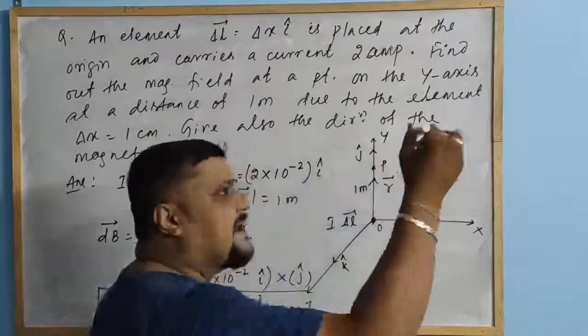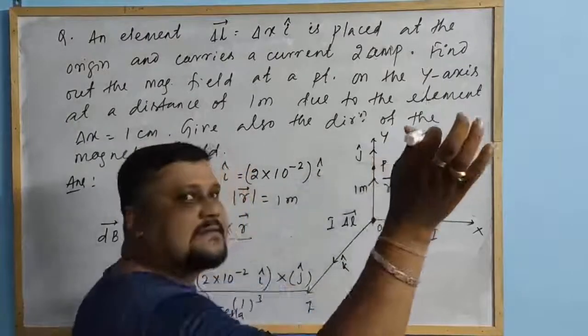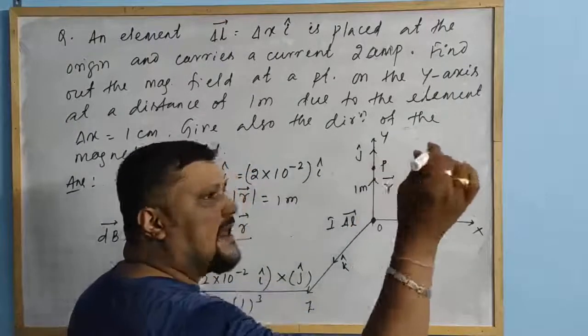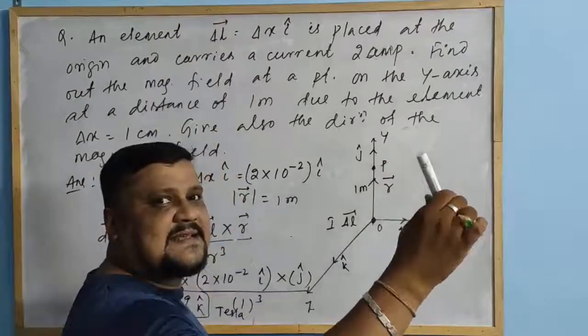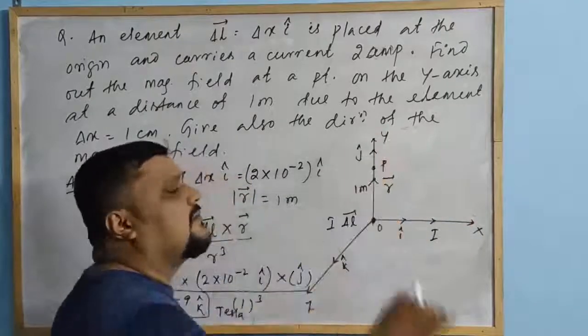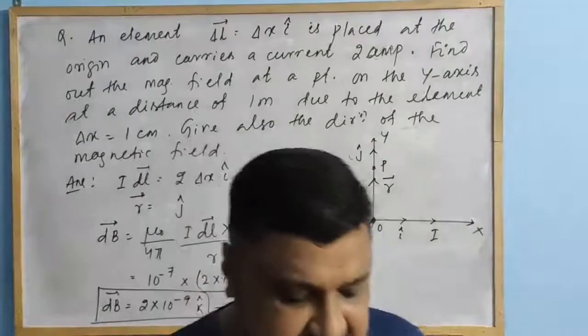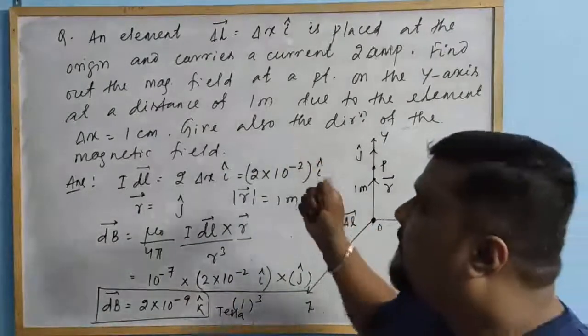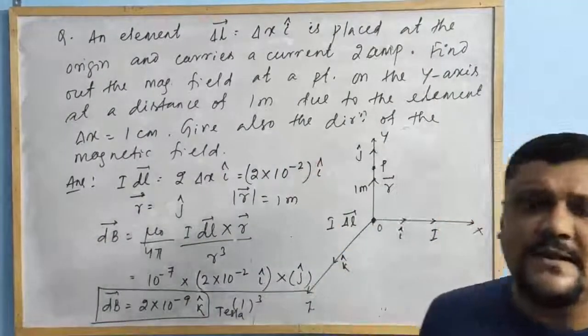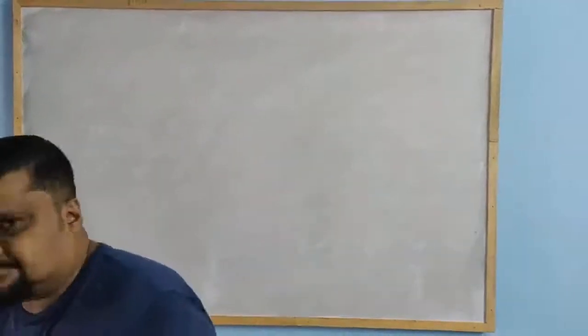Means at the point P, the magnetic field will be like this because of this element. This is the direction of the magnetic field. If it is minus k, this is the direction. Clear? In this way, we can solve the problem by using the Biot-Savart's law. Okay?